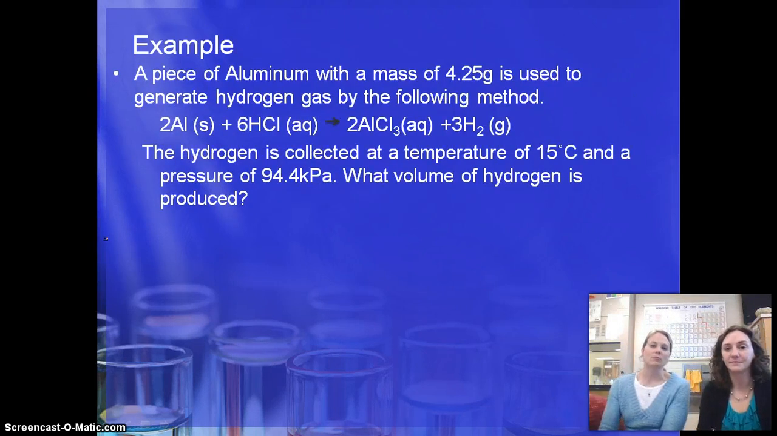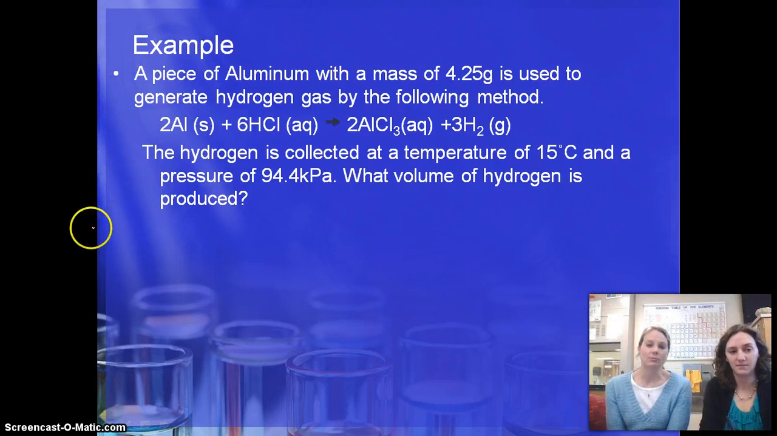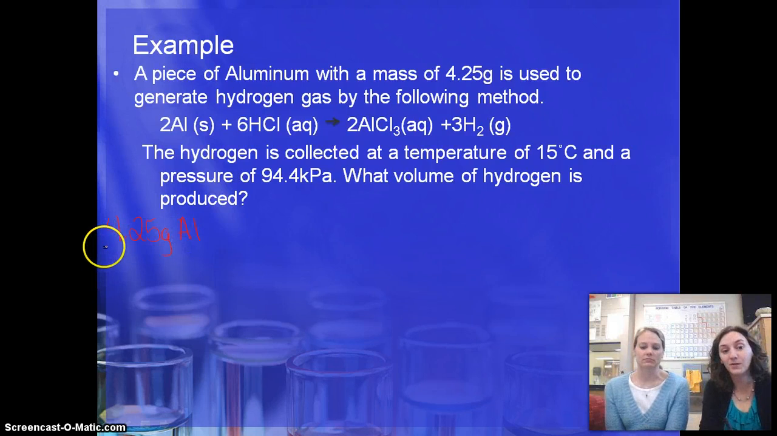A piece of aluminum with a mass of 4.25 grams. Here's our gram, and it tells us it's aluminum. So Mrs. Kelly is going to be working on changing that gram into moles. How do you do that? Triangle. You know this. Divide by the molar mass, 27.